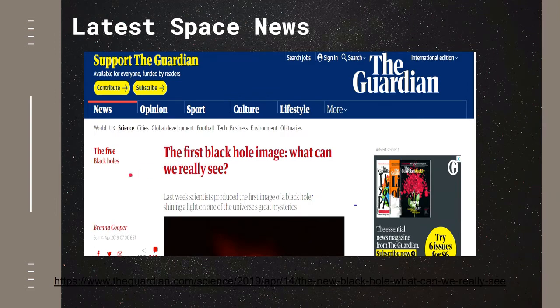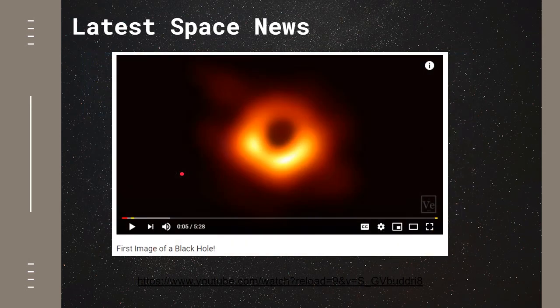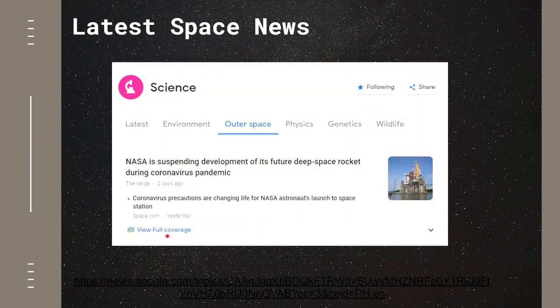Also, scientists were able to actually capture the image of a black hole for the first time. You could check out this article from The Guardian, the link in the description below. This is also a video trying to explain that first image and why it was so impossible to take a photo of it in the first place. I will provide the link in the description below.